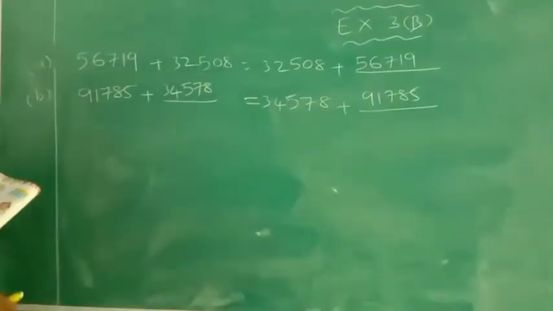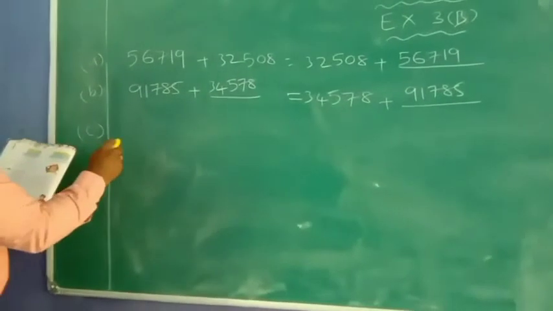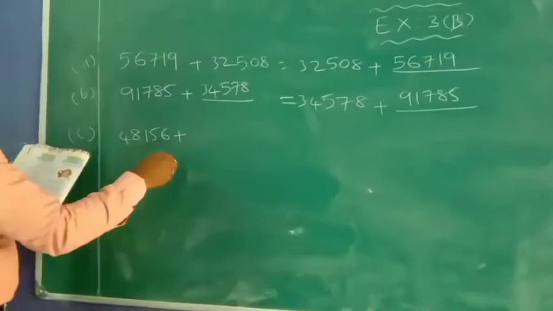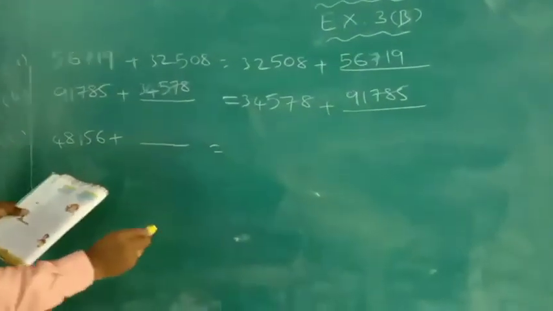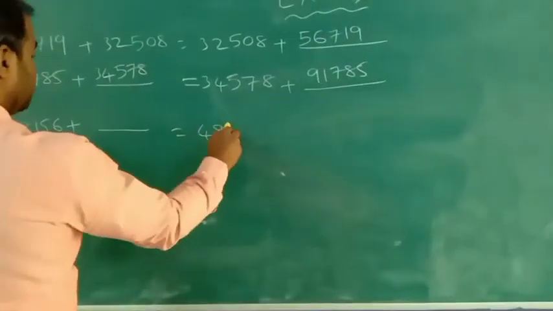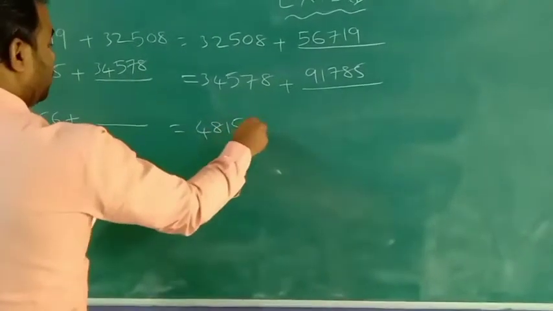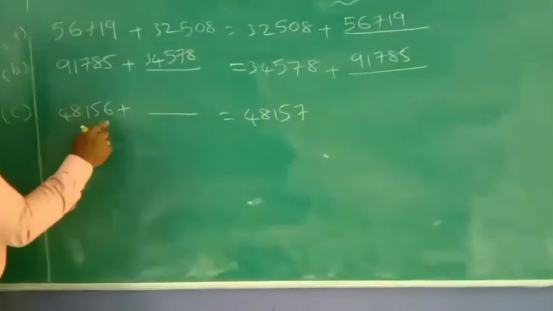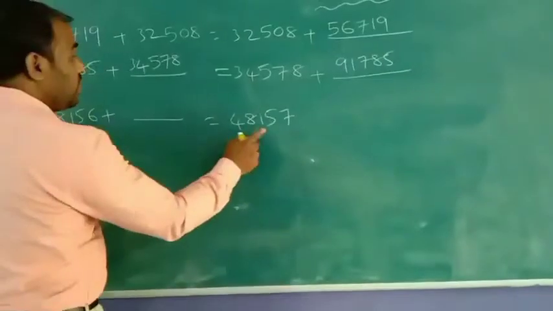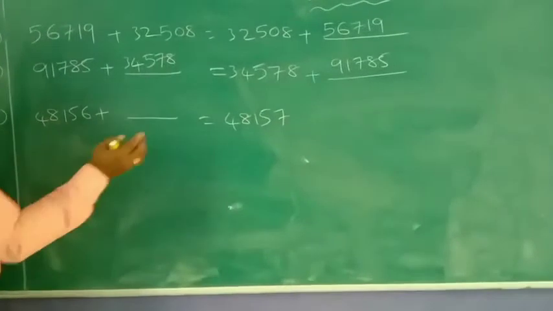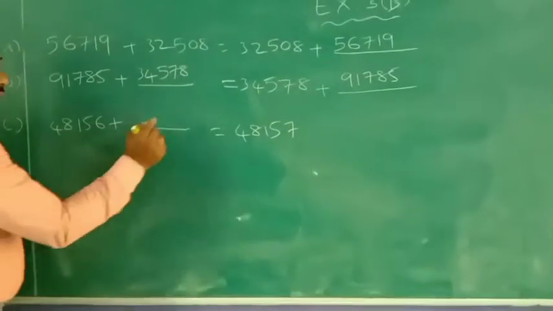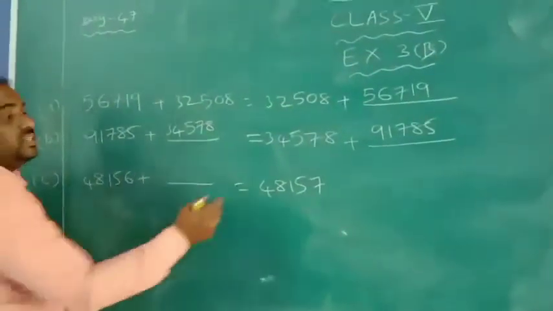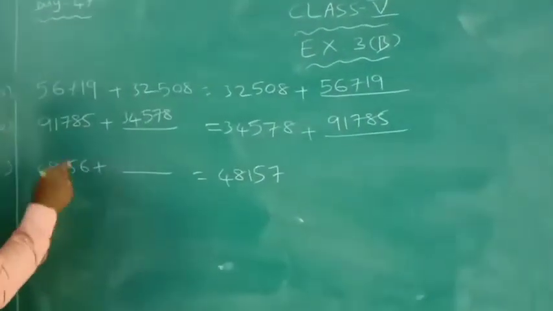Next, see, 48,156 plus dash is equal to 48,157. See, beta, here 48,156. Here 48,157. Just, what is given to us here? Just one number is added here, 7 na? Means this number is the successor of this one. This number's successor is what?